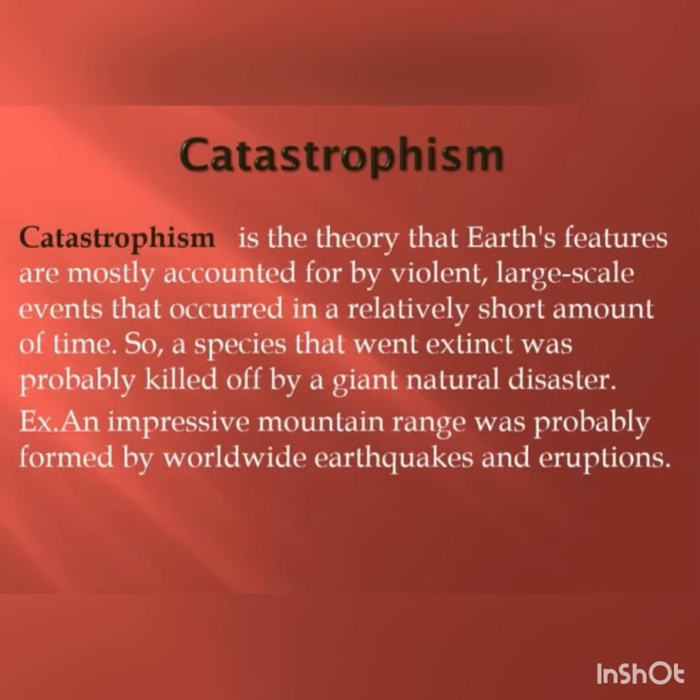Second, catastrophism is the theory that the Earth's features are mostly accounted for by violent, large-scale events that occurred in a relatively short amount of time. Example: an impressive mountain range was probably formed by worldwide earthquakes and eruptions.